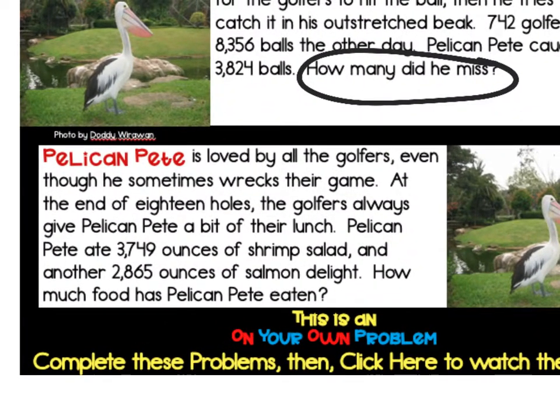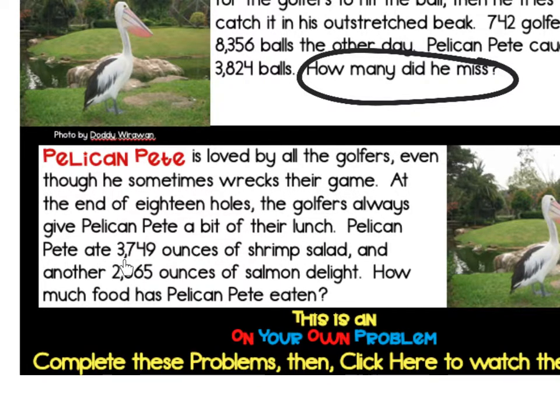And here we go, my friends. Pelican Pete is loved by all the golfers. Wow, that's surprising because he's stealing their balls. Even though he sometimes wrecks their game. At the end of 18 holes, the golfers always give Pelican Pete a bit of their lunch. Oh, that is very nice.